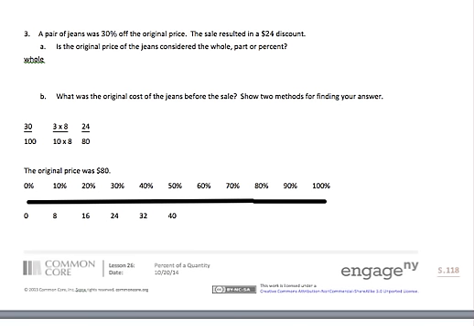$40, $48, $56, $64, $72, and finally 100% is $80.